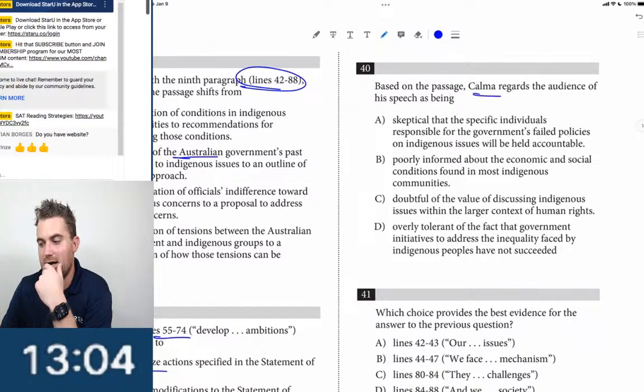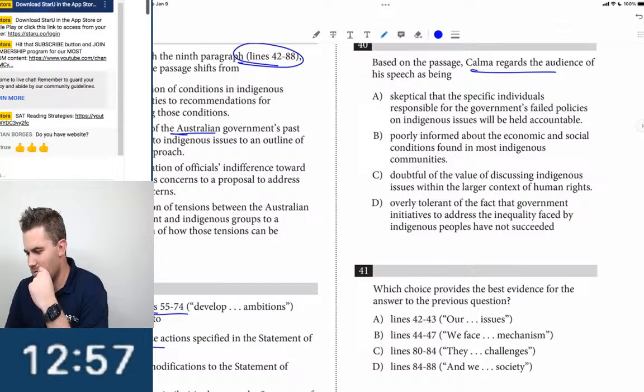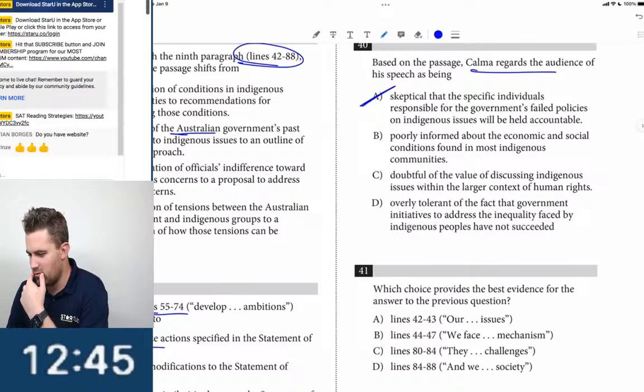Based on the passage, Coleman regards the audience of the speech as being skeptical. I don't think skeptical, right? Will be held accountable. I don't think so, because they're moving in the right direction. Poorly informed about the economic. Maybe doubtful of value. Doubtful of the value of its. Right. I don't think so.